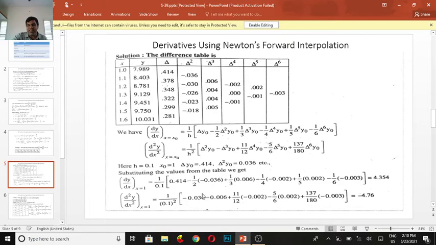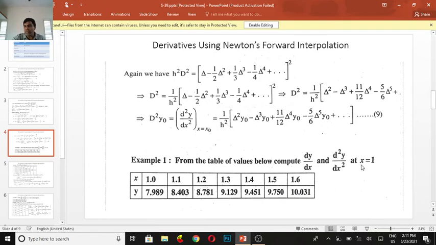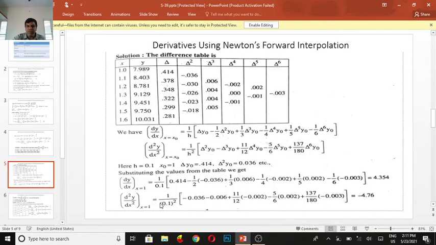We go for the second derivative using suitable substitutions. It is d square y by dx square at x equal to 1, because in the given problem we replace x equal to 1. So at x equal to 1, it is 1 by h square, 0.1 whole square, times del square y naught minus 0.036, minus del cube y naught.